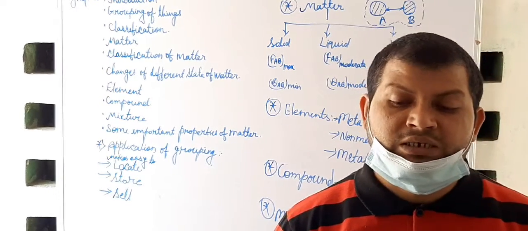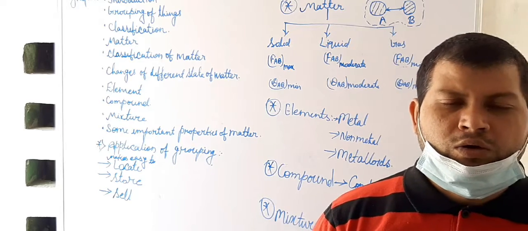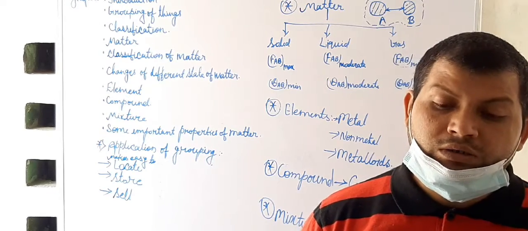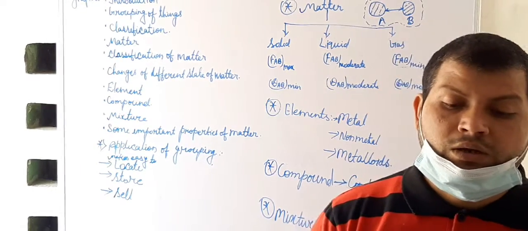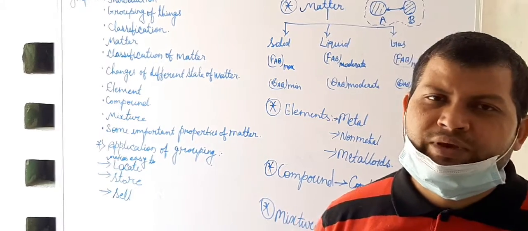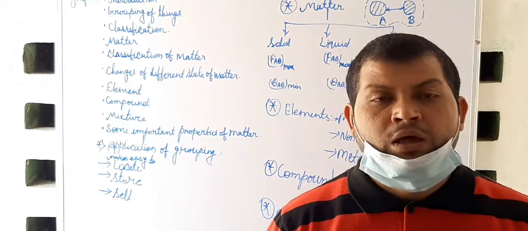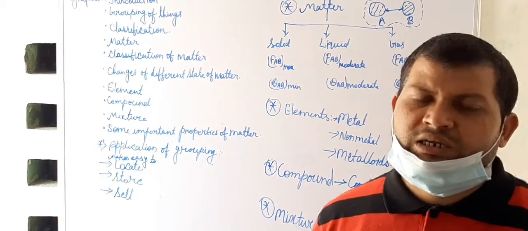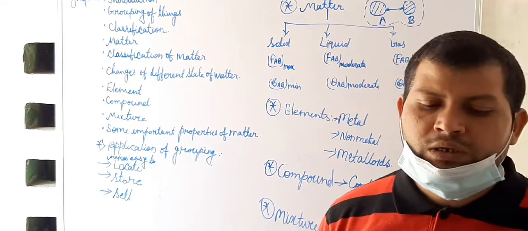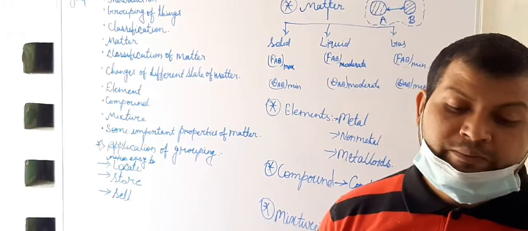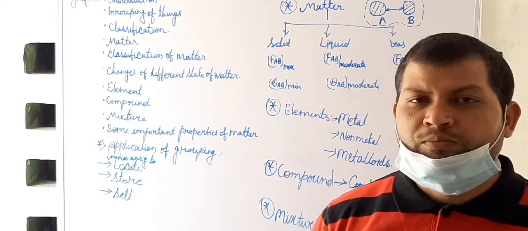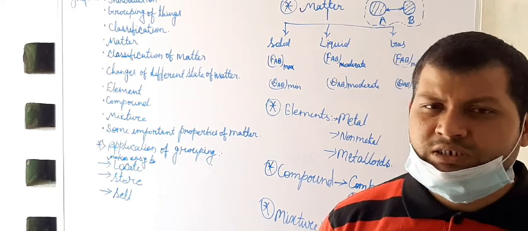Now, classifications. On the basis of some known properties, known criteria, all things are classified in two ways: one is living and another is non-living. Living things are like plants and animals, and non-living things are grouped in many types such as solid, liquid, gas, magnetic substance, non-magnetic substance, opaque substance, transparent substance, etc.